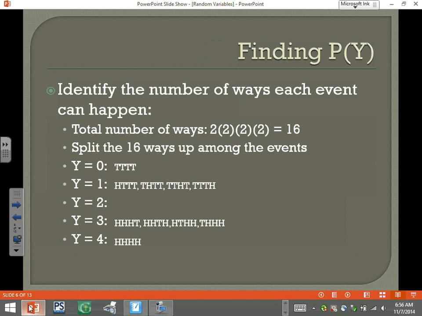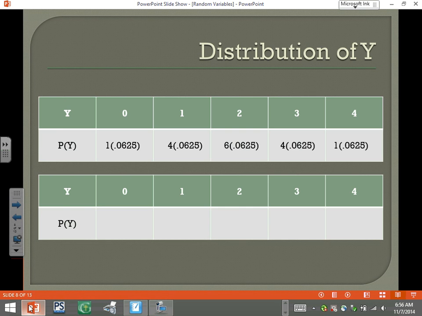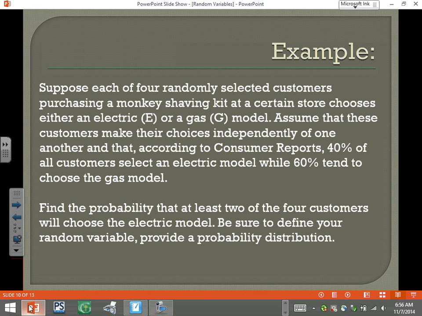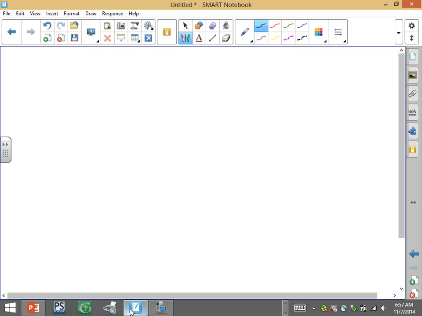So we'll look at another situation. We just did all that on that chart. So suppose that we have these monkey shaving kits, and people can either buy an electric monkey shaving kit or a gas model for shaving their monkeys, because even monkeys need a good shave every once in a while. According to Consumer Reports, 40% of customers will select the electric model, 60% choose a gas model. So we're going to go ahead and find the probability at least 2 out of 4 customers will choose the electric model. So we'll go back to our blank screen here.